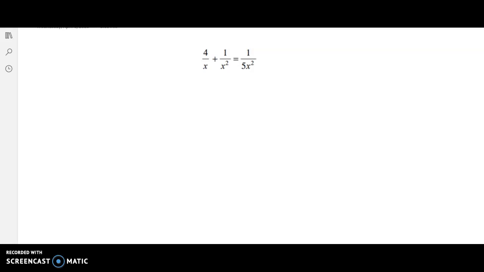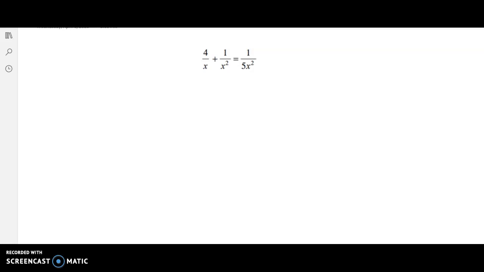I'm going to work through a couple other examples of solving rational equations, similar to the ones you did in the MVP video, except with a slightly different way of doing it, so you can see another method. So here we have the equation 4 over x plus 1 over x squared equals 1 over 5x squared. And so what I want to do is, just like when I'm adding any other fraction, find a way to make all of these denominators the same, so find a common denominator.